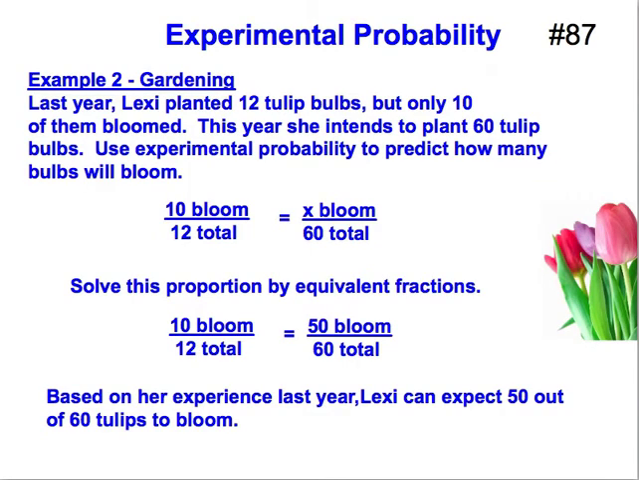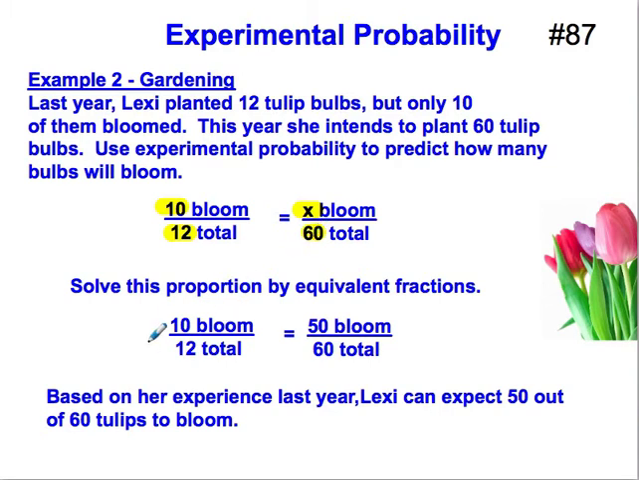Here's another example, but with tulips this time. So Lexi planted 12 tulips last year, but 10 of them bloomed. This year she's going to plant 60 tulips, and we're going to predict how many bulbs will bloom. So again, using favorable over total, we have the number that bloomed over the total, and over here we don't know how many bloomed yet, over our new total.